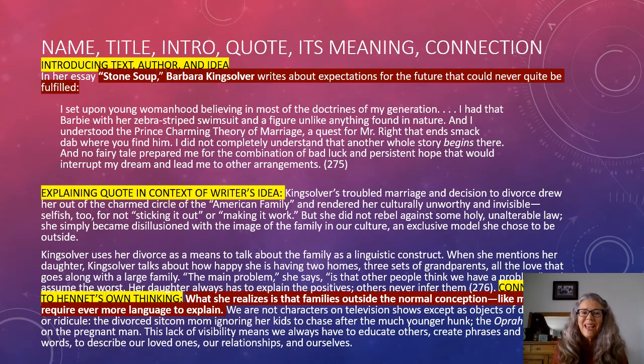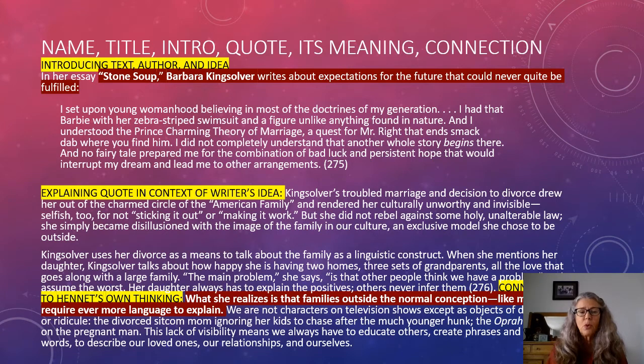Hennet uses her divorce as a means to talk about the family. So we see talk, language is being introduced, family is being retained, linguistic concept reinforces language. When she mentions her daughter, Kingsolver talks about how happy she is having 2 homes, 3 sets of grandparents, all the love that goes along with a large family. The main problem, she says, is that other people think we have a problem and assume the worst. Her daughter always has to explain the positives, others never infer them.